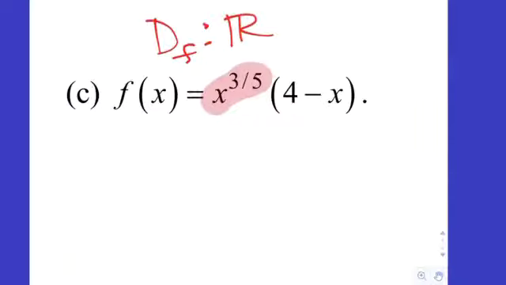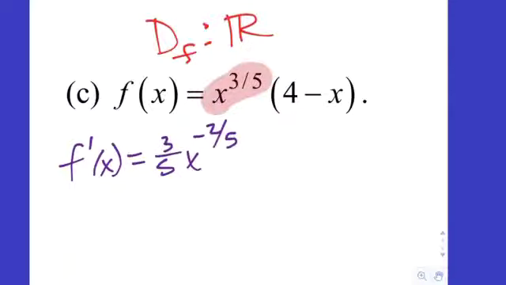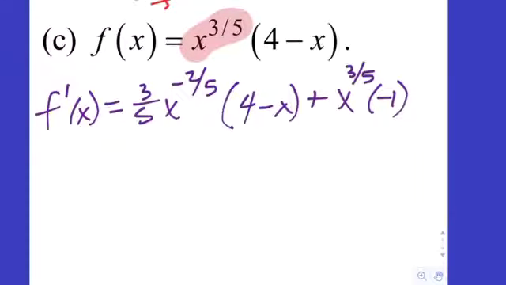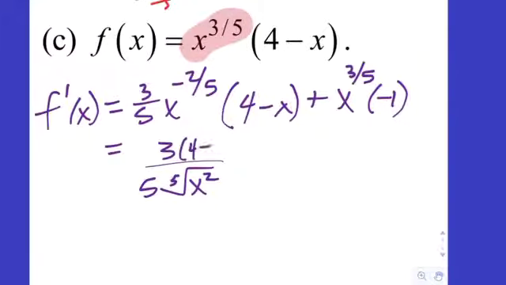All right, so now we're going to need the derivative, which is going to require the product rule. So here we go. f prime of x is 3/5 x to the negative 2/5 times (4 minus x) plus x to the 3/5 times negative 1. If you were to clean that up, you'll have 3 over 5 fifth root of x squared times (4 minus x). I'll throw that in the numerator. Plus the fifth root of x cubed with a minus sign in front. I'll change that to minus.